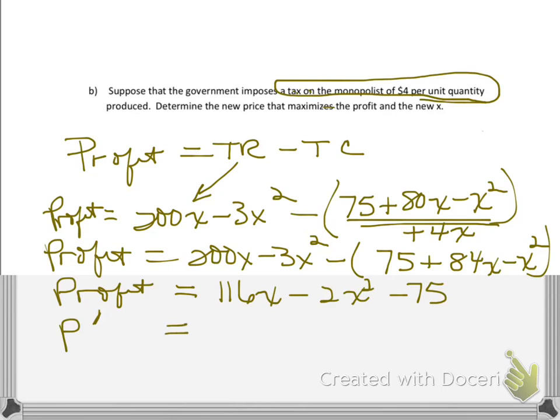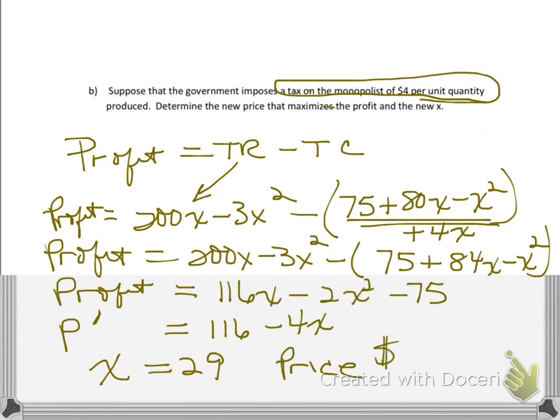So that's going to equal P prime is 116 minus 4x. So this time what happens, when I solve for x is now 29. And when I solve for price, so take that x and put it back in the original price equation that was at the top of the problem, the price ends up being $113.